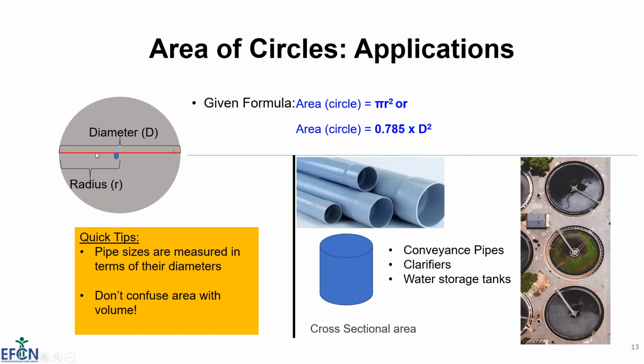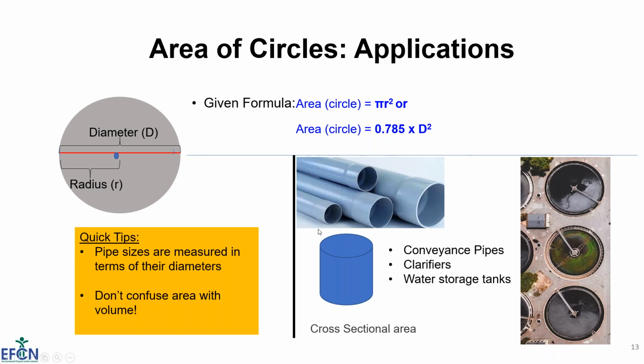The diameter, as I mentioned earlier, is the distance across the middle of a circle, and the radius is half of that diameter. Those are concepts that you need to understand, the difference between the diameter and the radius. Now, some quick tips: pipe sizes. Water pipe sizes are measured in terms of their diameters. So when they tell you we have a 6-inch pipe, it means the distance across the cross section of that particular pipe. Now, we're dealing with 3-dimensional objects here, so we don't want to confuse our areas with our volumes.